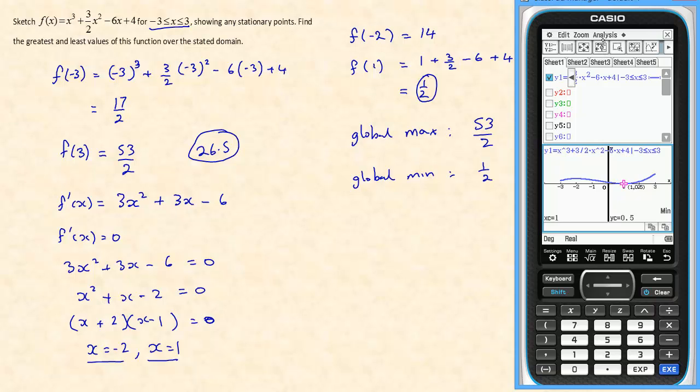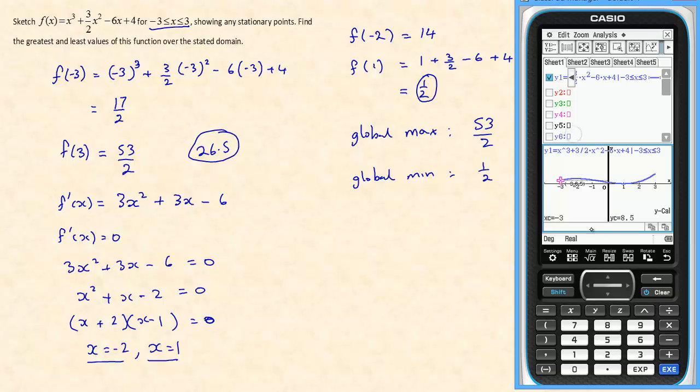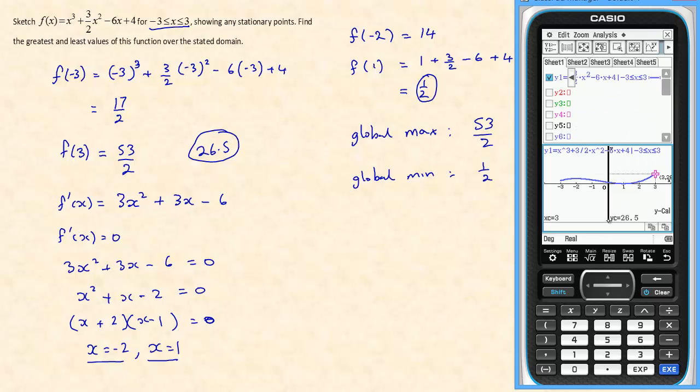And then if we look for the endpoints, we can do the y-cal when x is at -3, and then we can do the same thing, do a y-cal when x is 3. And then we can see that the 26.5 here, the 53 over 2, was the highest point. If we just go back to the minimum, 0.5 is the lowest point.